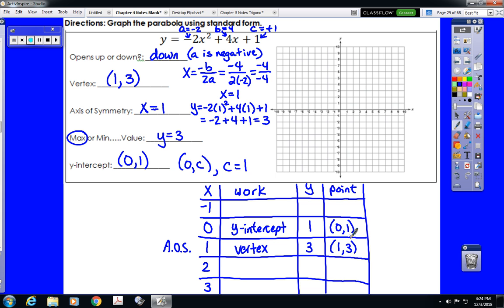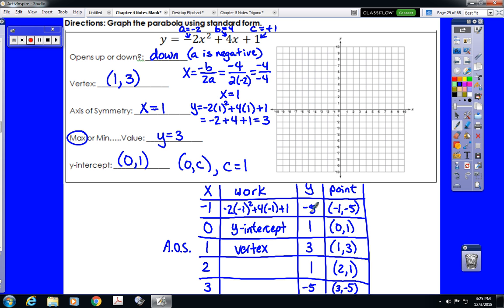So this time we actually have to do significantly less work, because once we apply our symmetry, we already know 3 of the 5 points we need to graph. With negative 1, we have to plug that in. So negative 2 times negative 1 squared plus 4 times negative 1 plus 1. That would be negative 2 minus 4, which is negative 6, plus 1 is negative 5. So the point negative 1, negative 5 would be on my parabola, as would the point 3, negative 5. Because again, symmetry.